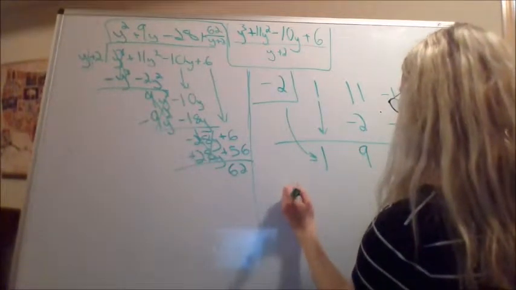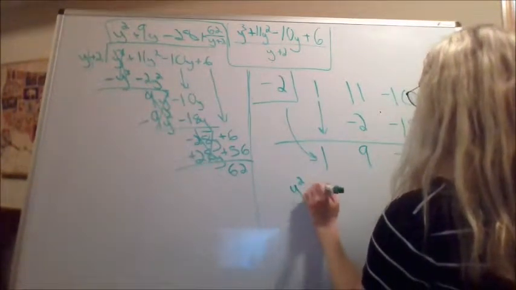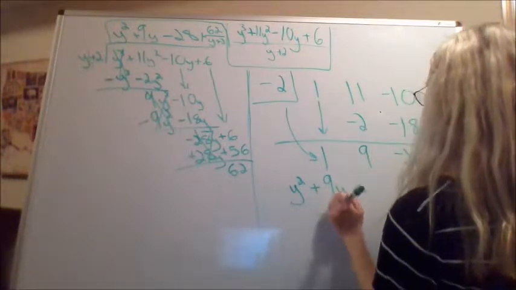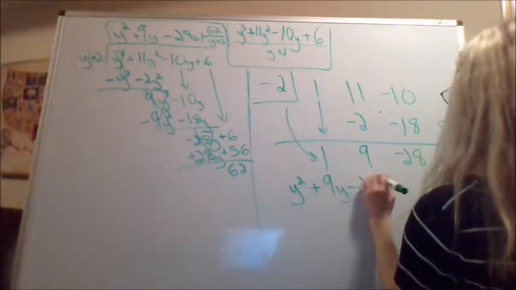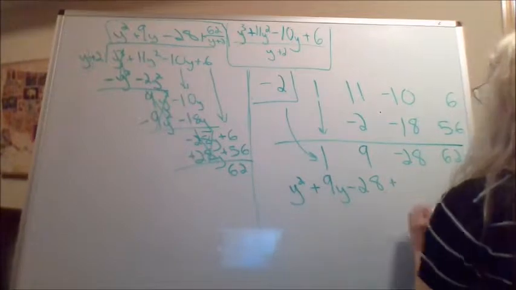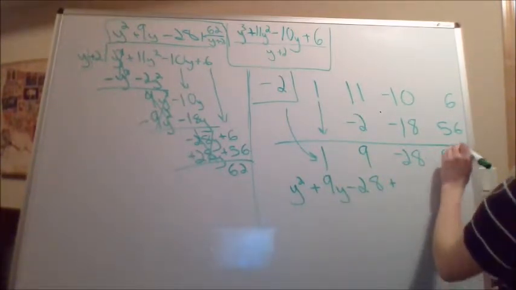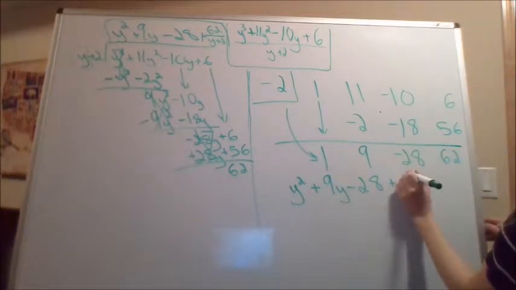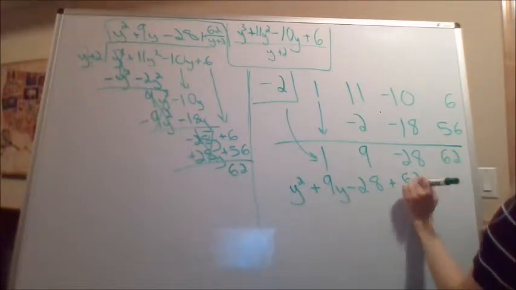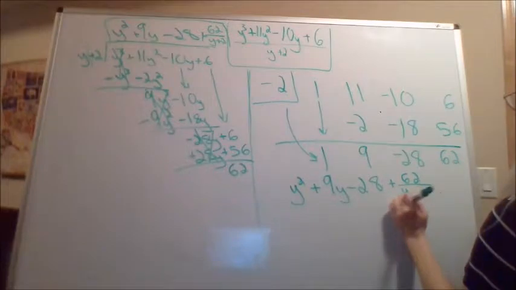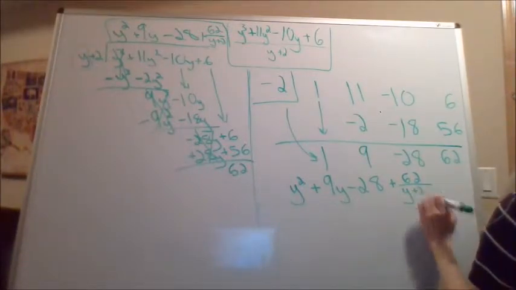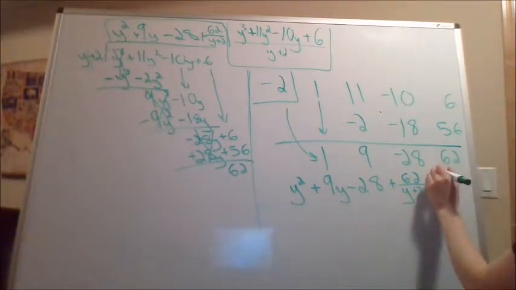So y squared plus 9y minus 28 plus, and so this has degree of 0. This will be our remainder right here. So we go 62 divided by y plus 2. And that is our remainder.